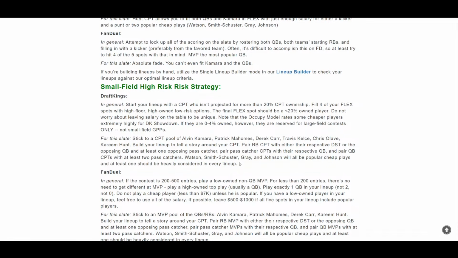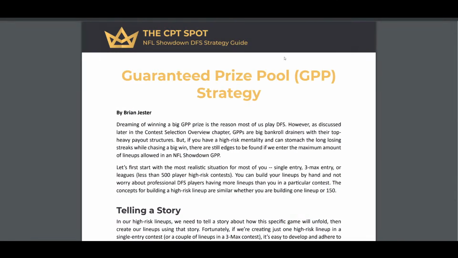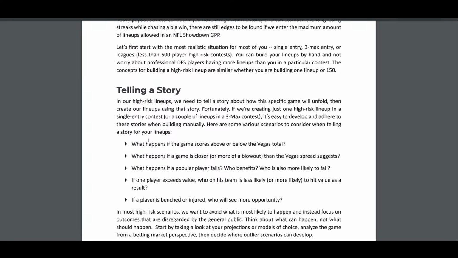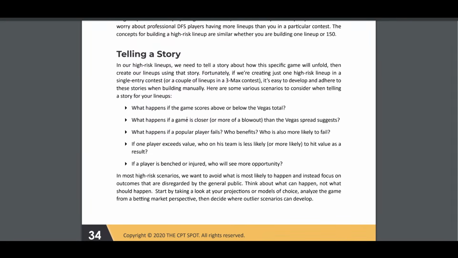Now let's go back to the captain spot, our showdown guide, and let's think about this. So we talked about telling a story, or Bismo did in the daily plug. Tell a story how this game is going to unfold, and here are some options to think about. If the game goes below the total, above the total, if the game is closer, what if a popular player fails? If one player exceeds value, who's less likely to exceed value? Et cetera, et cetera, et cetera.